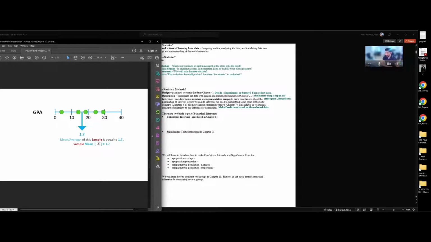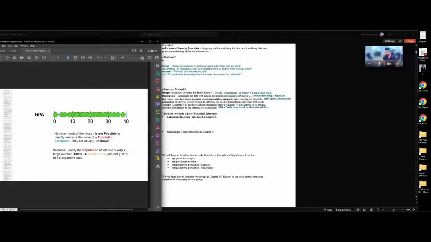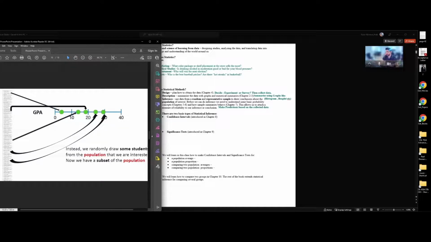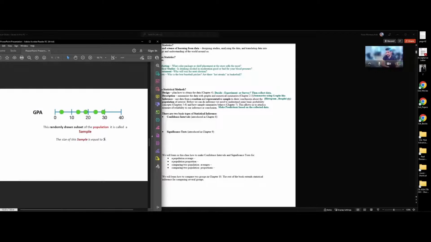Then it's the inference phase, in which we use the data from a random sample. The sample is what we sampled, right? To draw conclusions about the population of interest, which were the 82 students. In other words, in this phase we try to estimate the population parameters, right? This is the inference phase.